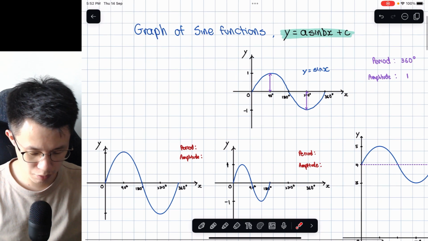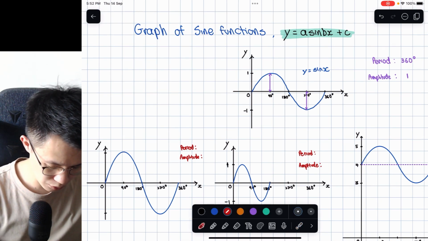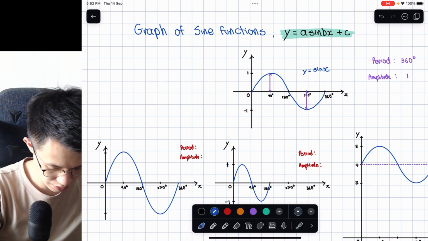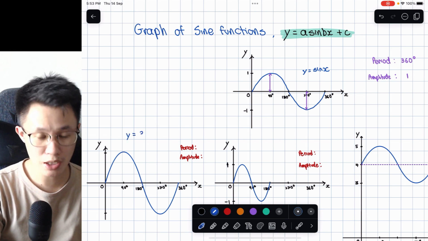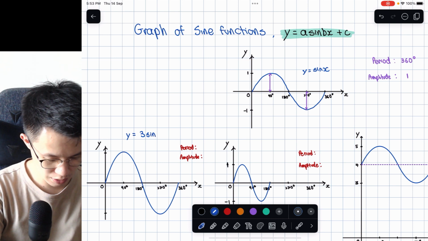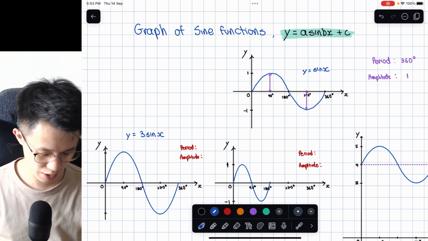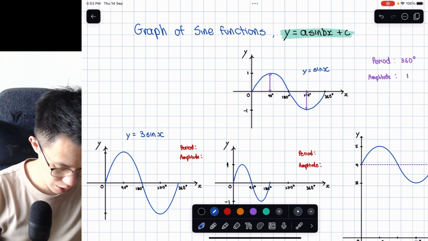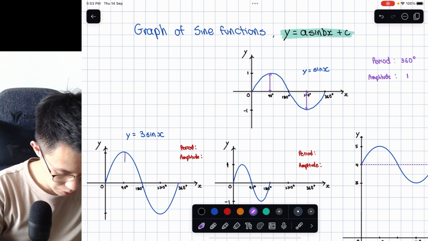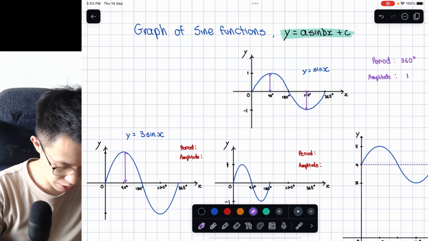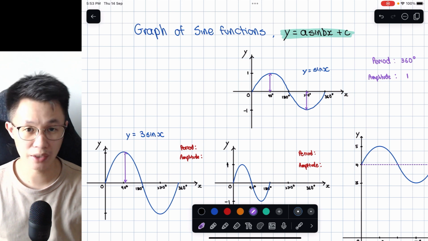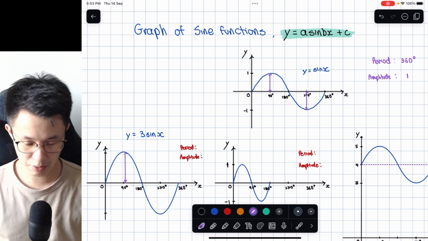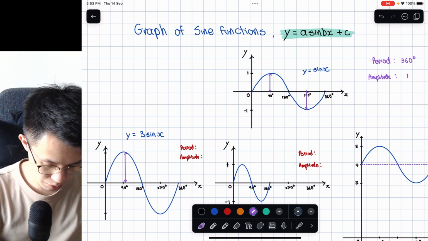What happens if you multiply a value to sine x? Let's take the first example here. I'm going to write y equals 3 sine x. I multiply 3 to sine x. When you do that, you multiply the amplitude by whatever you multiply. Why? If originally the maximum value of sine x was 1, and you multiply by 3, your maximum value will become 3, and your minimum value will also change the same way.